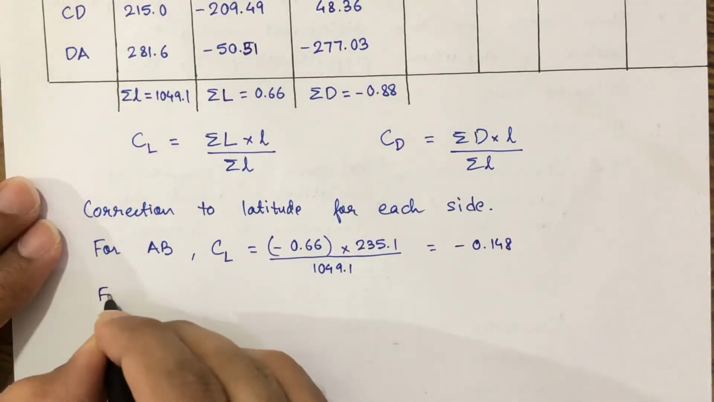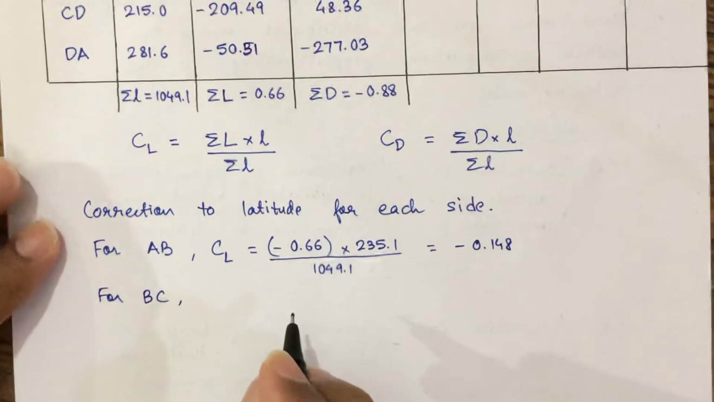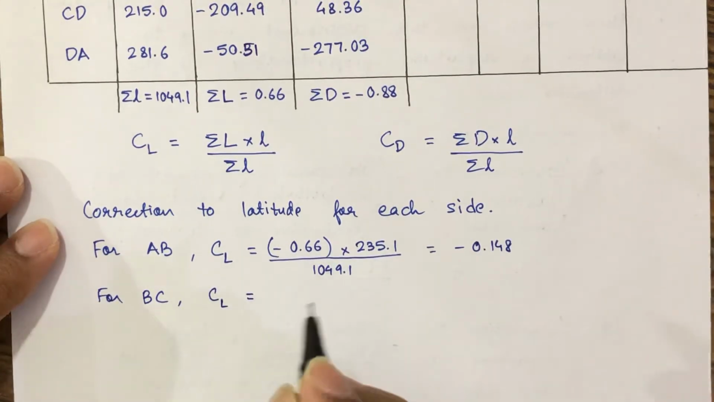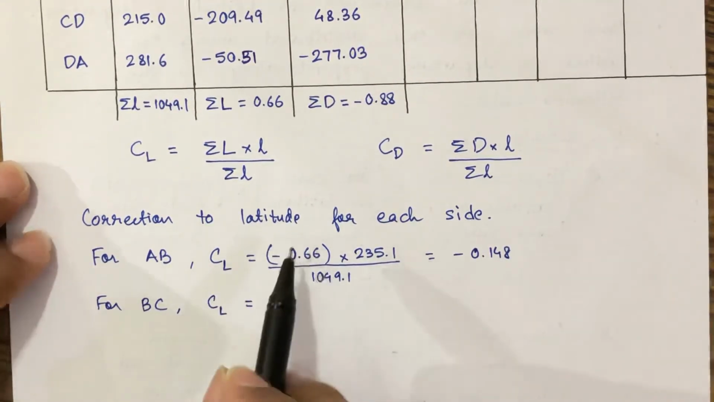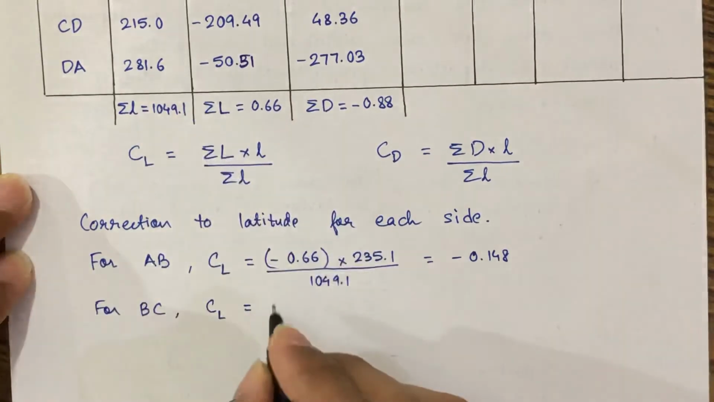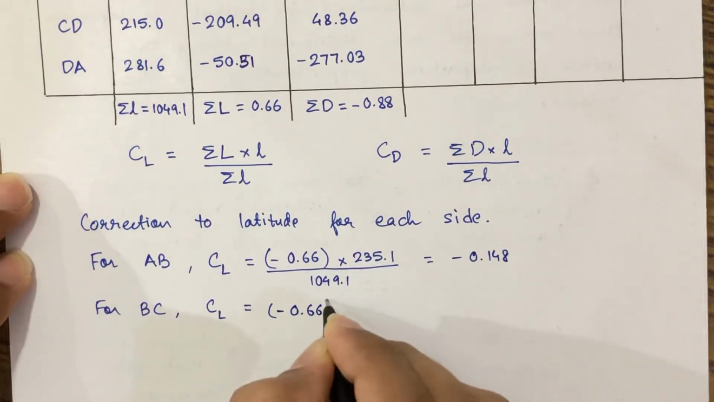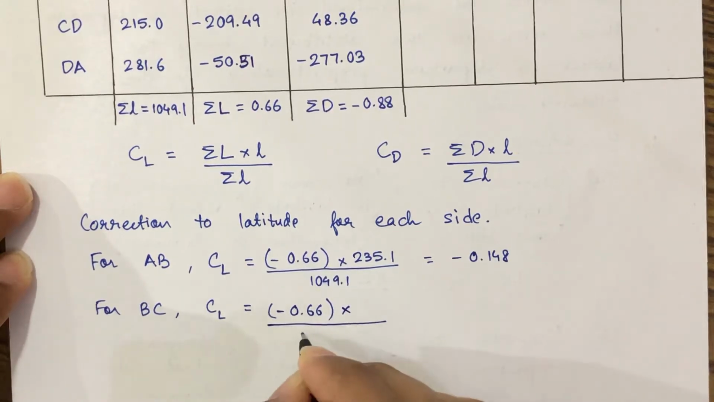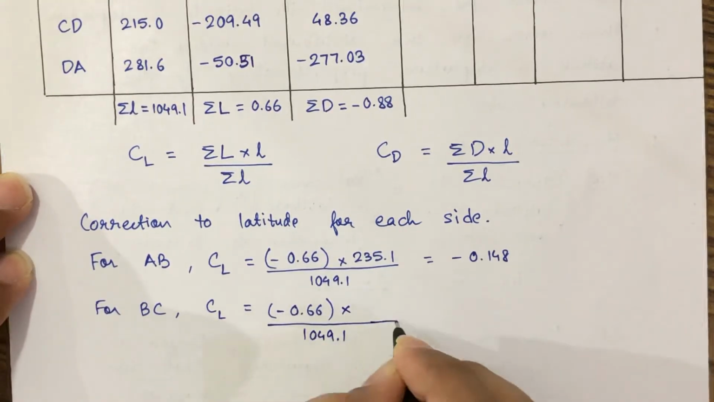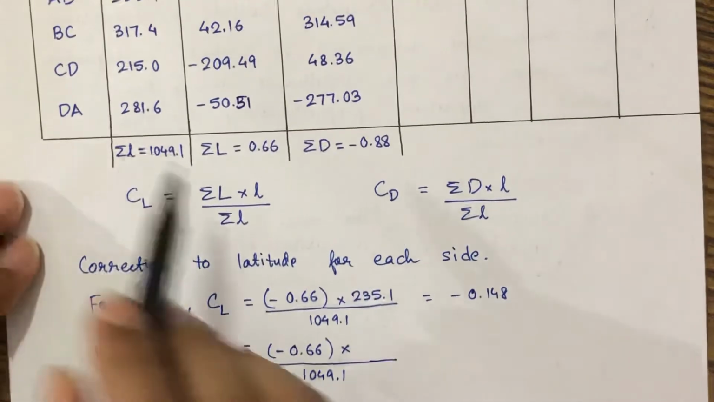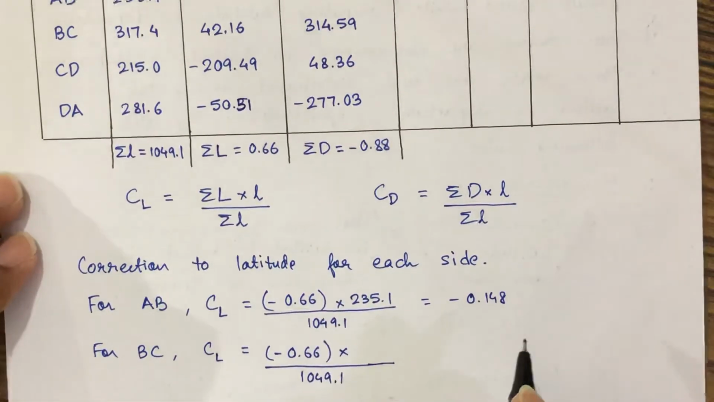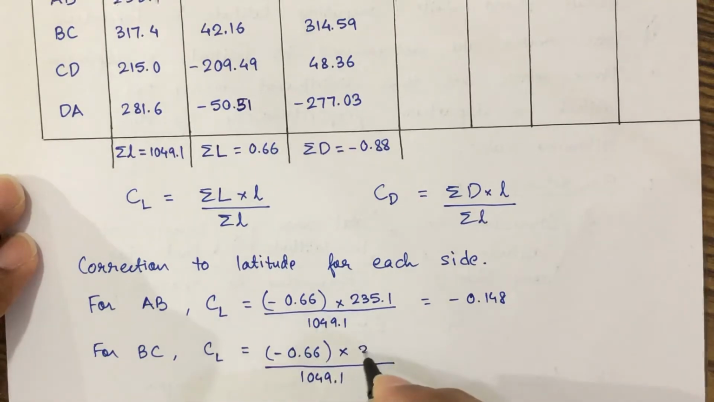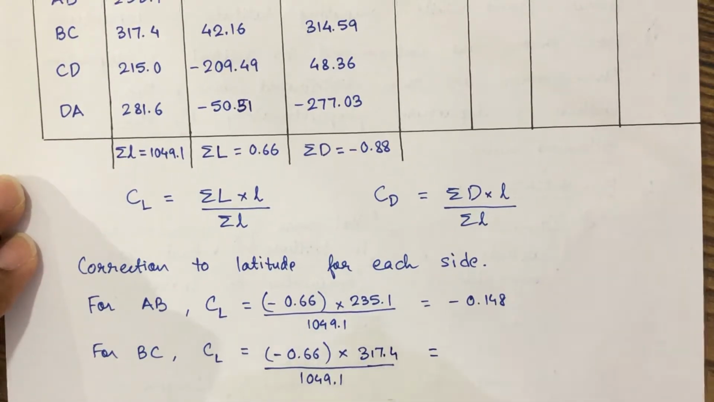Similarly, we need to find out for side BC. For side BC, the correction to latitude is given as the same, minus 0.66 upon 1049.1. But here the length will change because the length of BC is given as 317.4. Rest all values will be the same. So this will be 317.4. So the correction for BC comes out to approximately minus 0.20.